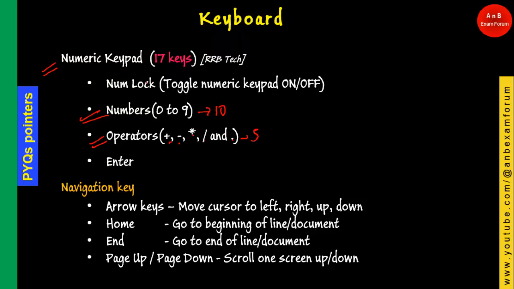Sometimes they will ask you about the toggle key. Num lock is one of the toggle keys, where you can switch the keypad to work either as a number pad or for other functions. These are 15, and one num lock makes 16, and the last one is to execute the command, that is enter. So 1 is there. So a total of 17 keys are there.